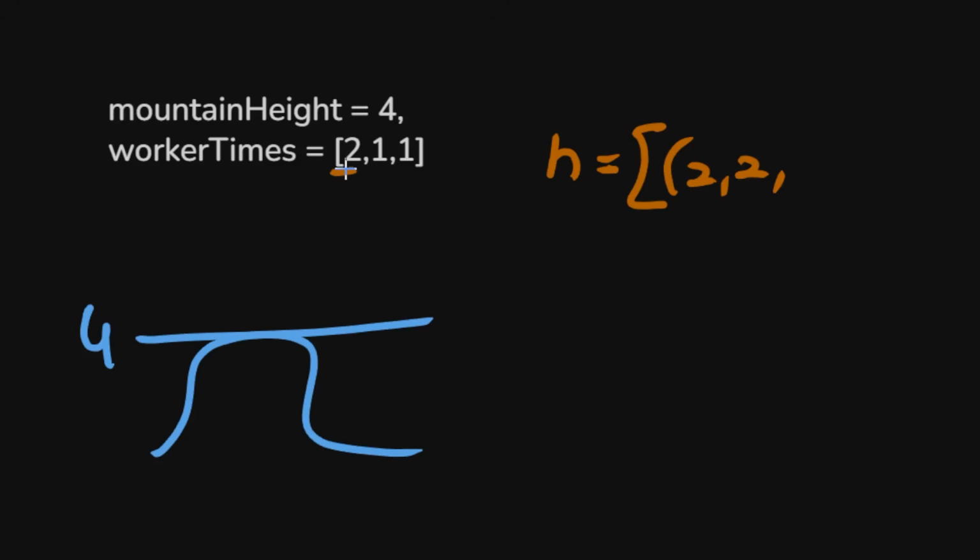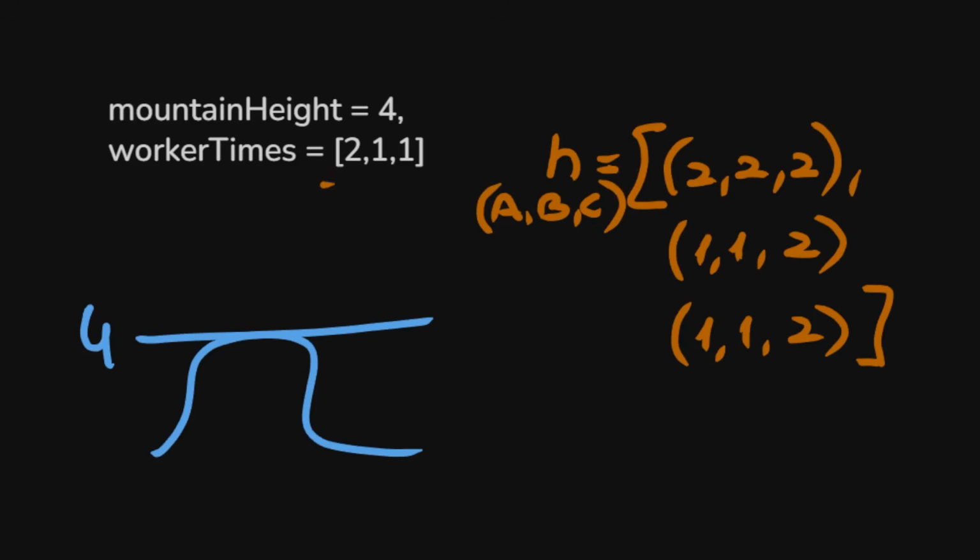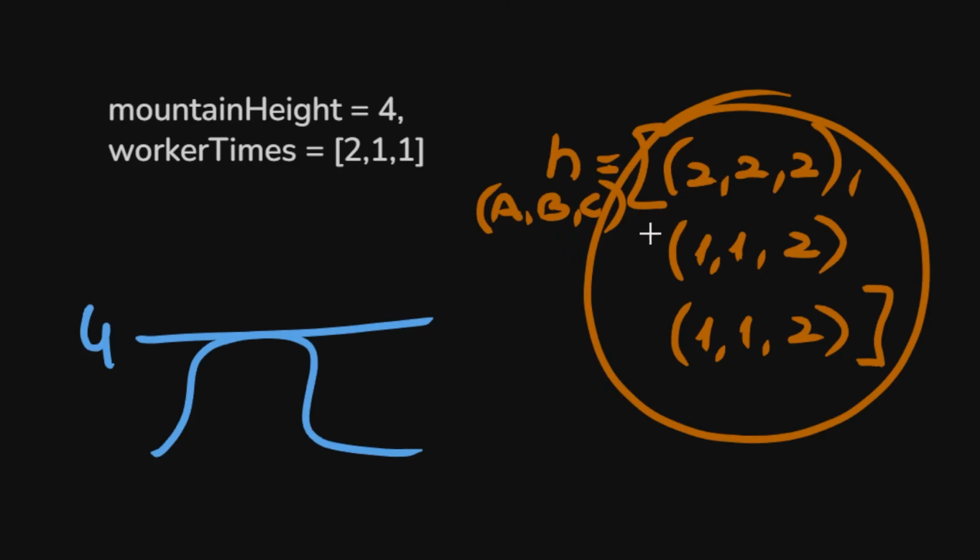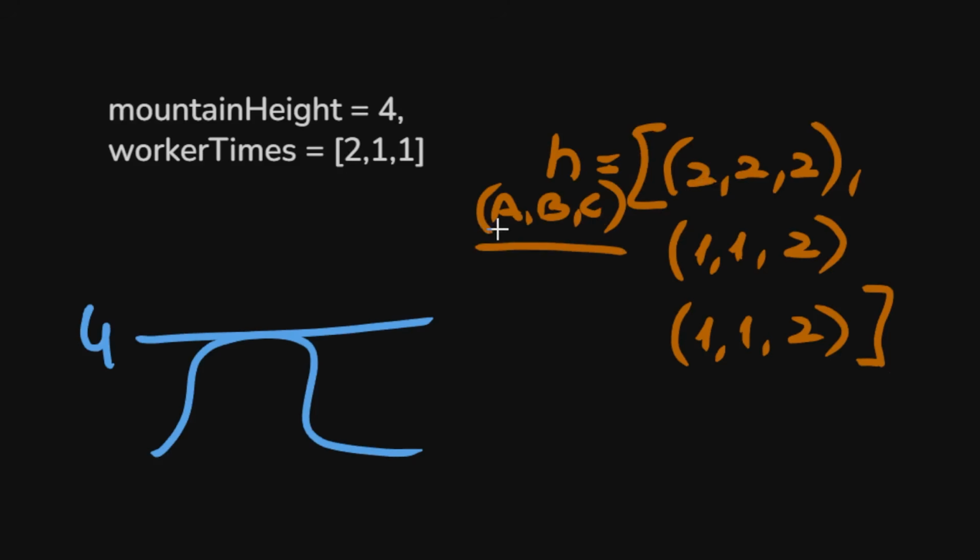Next, we are doing 2 times 2, so the next count is 2. And we are doing the same for every other worker. So after adding workers, we get these 3 tuples. And just to be clear, in each tuple, we have the accumulated cost for the current worker, the base cost, and the count, the next count for the current worker.